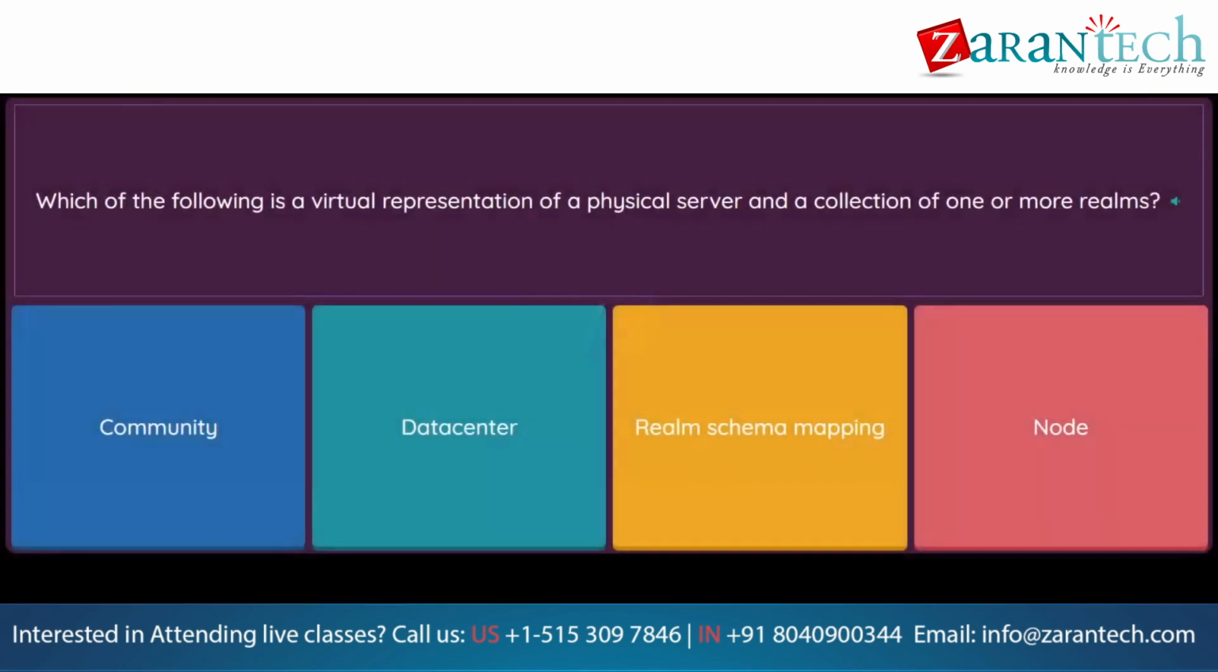Question: which of the following is a virtual representation of a physical server and a collection of one or more realms? Option 1: community. Option 2: data center. Option 3: realm schema mapping. Option 4: node.